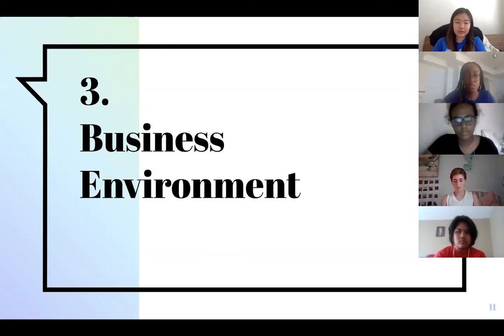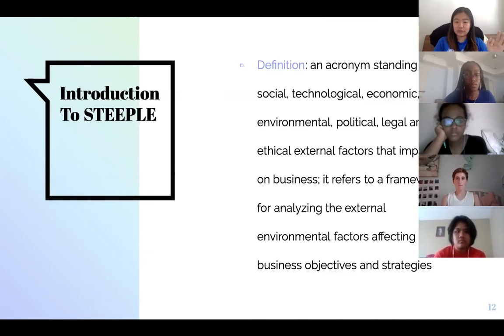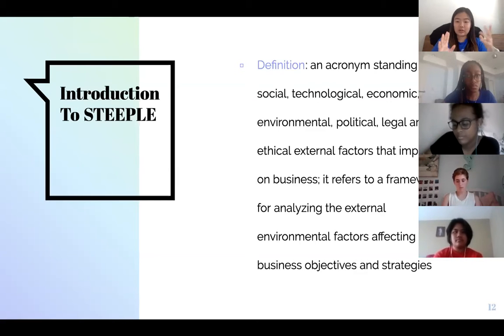And next, I'll be talking about the business environment. This is just a very basic introduction to STEEPLE. STEEPLE is an acronym standing for Social, Technological, Economic, Environmental, Political, Legal, and Ethical external factors that impact a business. STEEPLE refers to a framework for analyzing the external environments affecting a business's objectives and strategies.